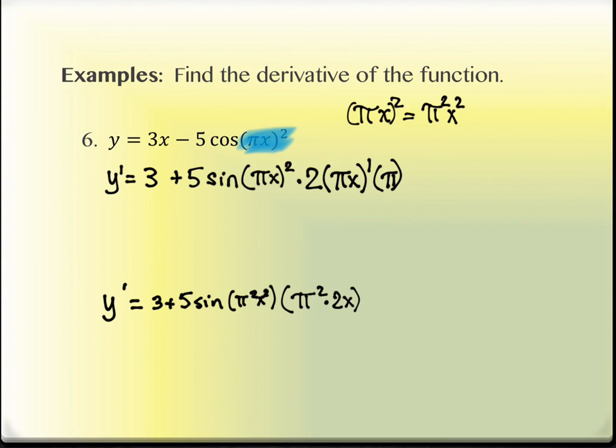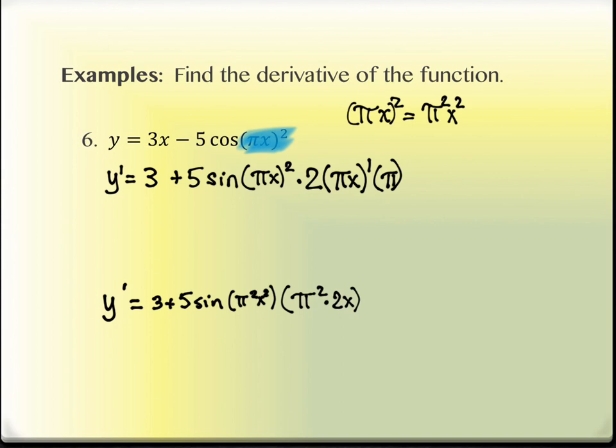Now compare that. Pi squared 2x right here. 2 times pi x pi. They're the same, right? So it doesn't matter which one you do. You're going to get the same result, provided you don't make a mistake, of course. But they're going to give you the same result if done correctly. It's just a different perspective.